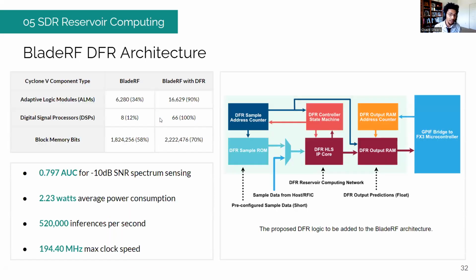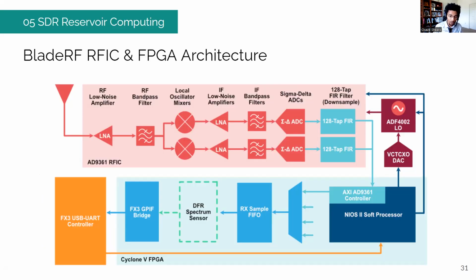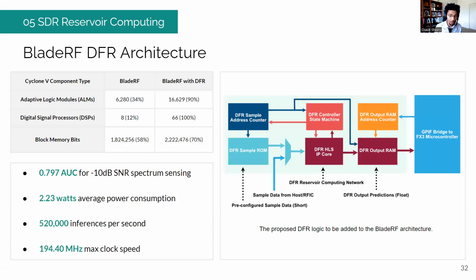The next slide here explores a little bit about how the actual DFR spectrum sensor that would be inserted here is architected. The idea behind this is that the data samples are initially stored in the actual FPGA. So it's a non-real-time evaluation setting where we can read those IQ samples from this read-only memory, send them over to the high-level synthesis core, and store them in an output RAM that can be read by the user when they're ready to see the spectrum occupancy information.